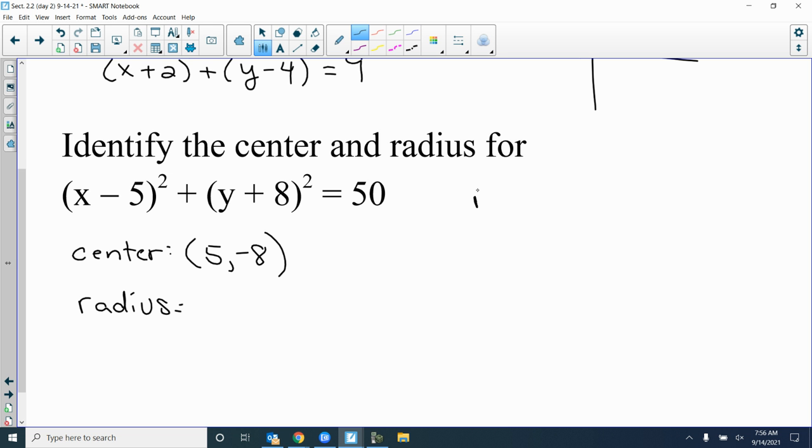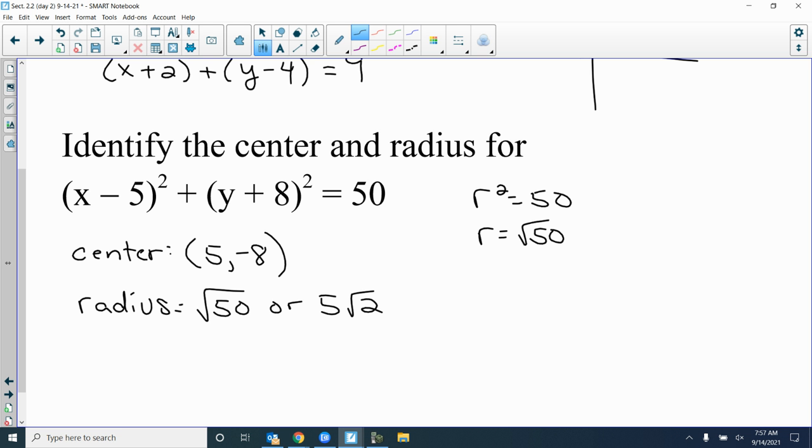R squared equals 50. R equals, don't cut it in half. You got to take the square root. It's going to be the square root of 50. Okay. So the radius is the square root of 50. If it simplifies, you can simplify. It just depends upon what they ask you. So square root of 50 is going to simplify to 5 square root of 2.